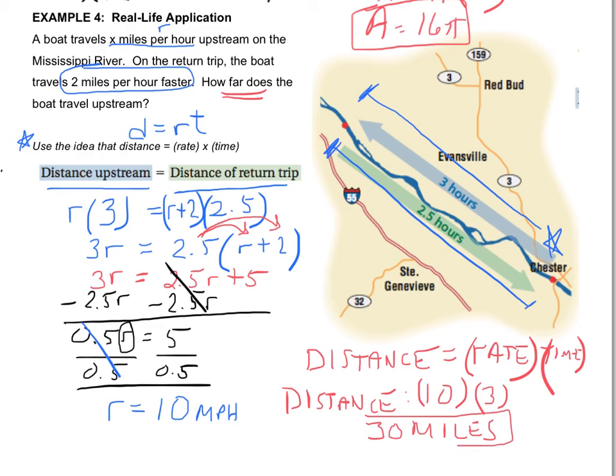And the reason I used that 3, in case you're wondering on the time, is because the question was asking how far are we traveling upstream, and the upstream, remember, was the blue. So the question is asking how far do we travel upstream. The answer is, based on the fact that we're traveling 10 miles an hour going upstream, it's 30 miles that we are traveling.